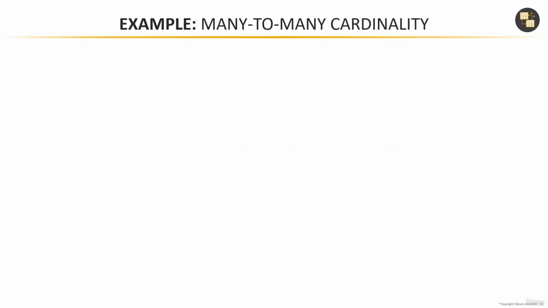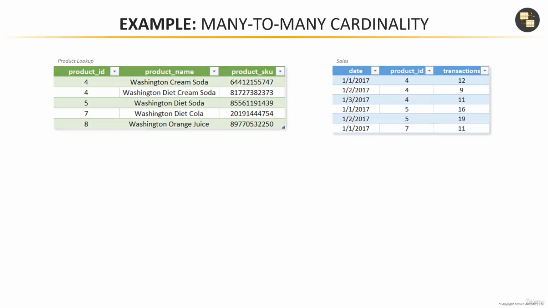The next example that I want to talk through is the many-to-many cardinality. This one's a little bit trickier, but imagine you have two tables like this. Again, you've got a product lookup table in green, and now you have a sales data table in blue. Normally, you'd have a one-to-many relationship here because there should only be one instance of each product ID in the green lookup table, but in this case, we have a duplicate ID with product ID number 4.